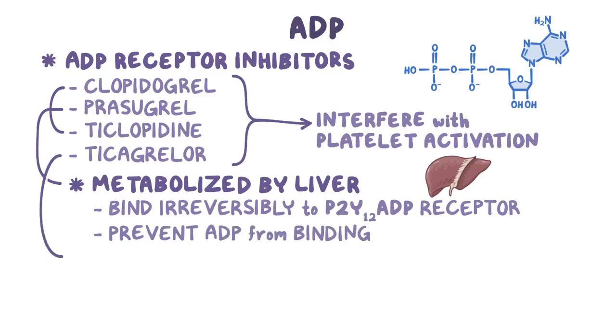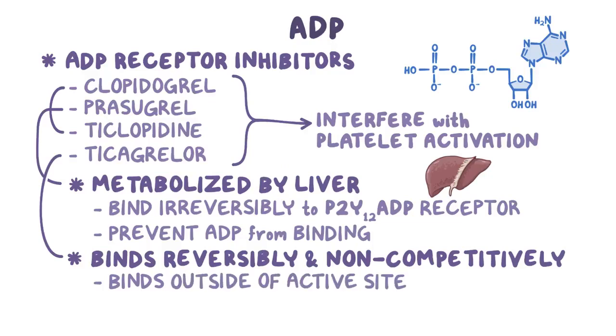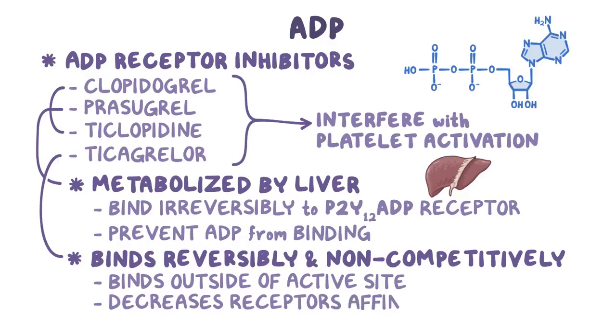Ticagrelor doesn't need to be metabolized by the liver, and it binds reversibly and in a non-competitive manner, meaning it binds to the receptor in an area outside of the active site, where ADP normally binds. This decreases the receptor's affinity for ADP, leading to decreased platelet activation.